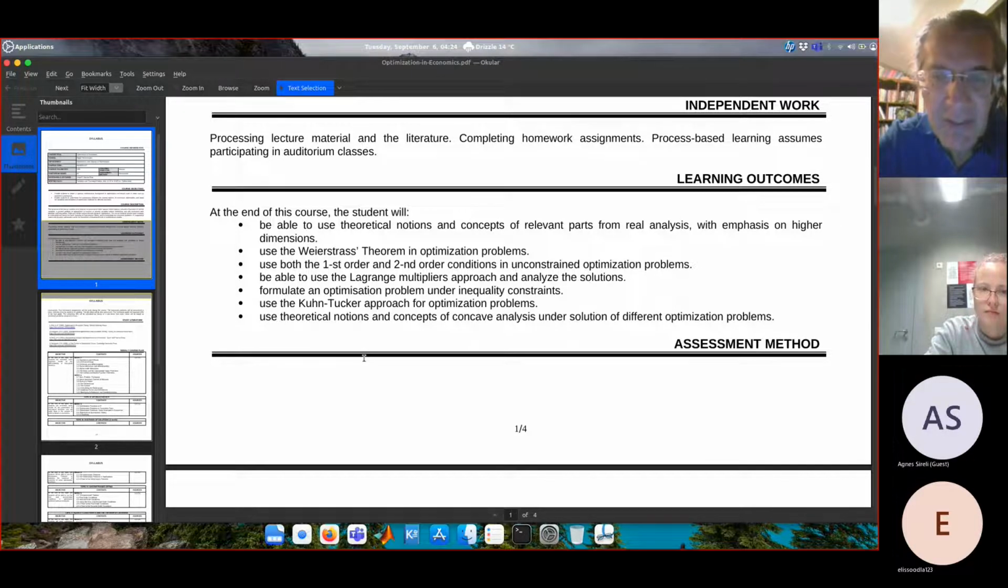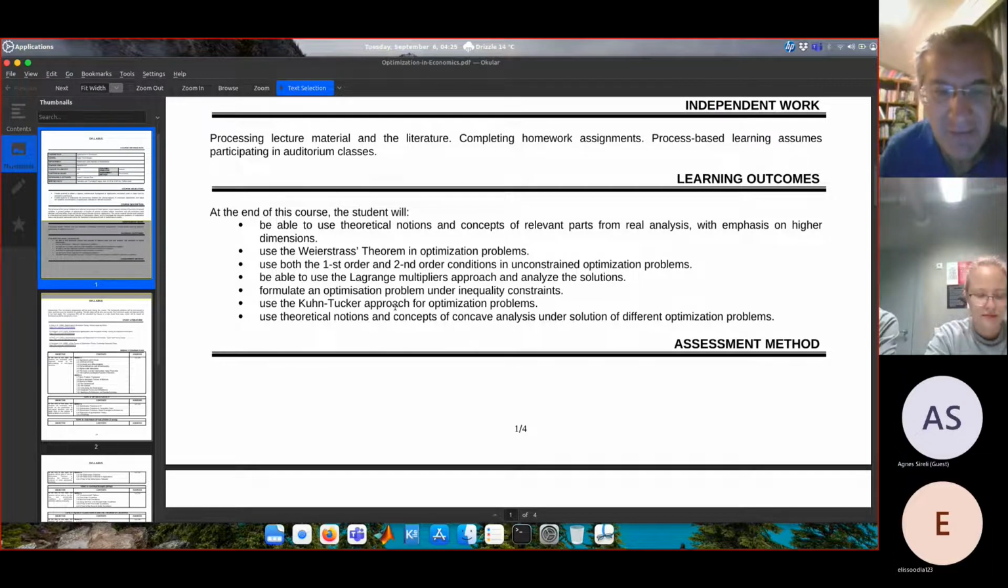About the learning outcomes, at the end of the course, the student will be able to use theoretical notions and concepts of relevant parts from real analysis with emphasis on higher dimensions, use the Weierstrass theorem in optimization problems, use both the first order and second order conditions in unconstrained optimization problems, use the Lagrange multipliers approach and analyze the solutions, formulate an optimization problem under inequality constraints, use the Kuhn-Tucker approach for optimization problems, and use theoretical notions and concepts of concave analysis under solution of different optimization problems.